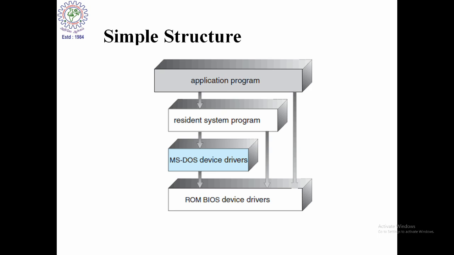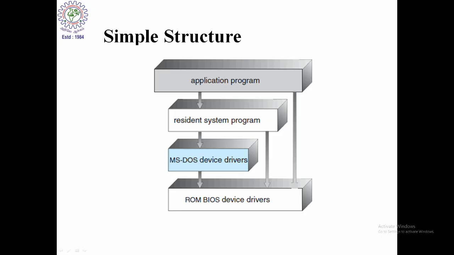simple structure. In this structure, as we see here, the ROM, BIOS, and device drivers constitute the hardware that is present at the bottommost level, and the application program is present at the top level. And below the application program, we can see the resident system programs and MS-DOS device drivers.